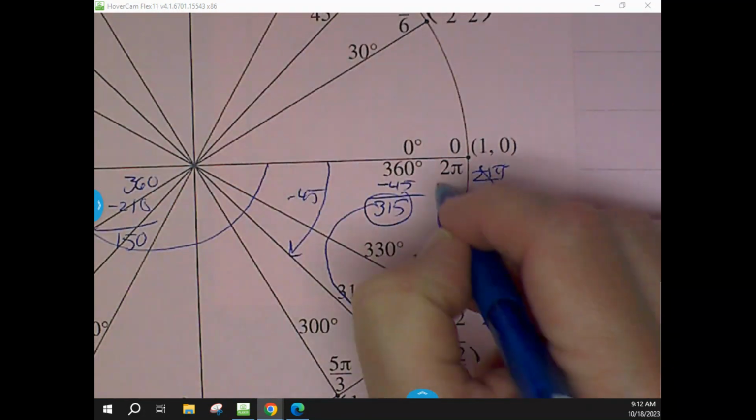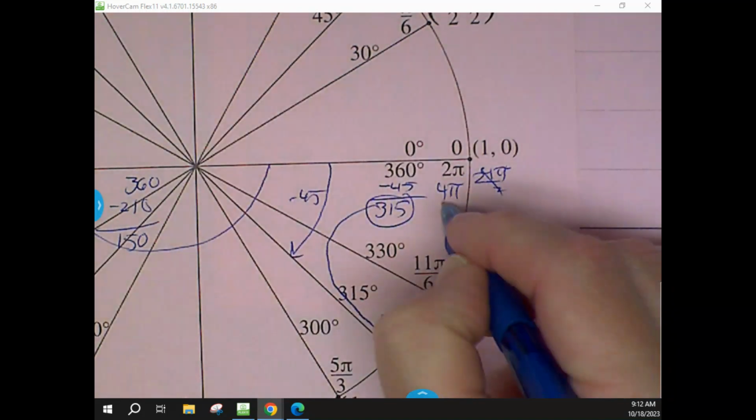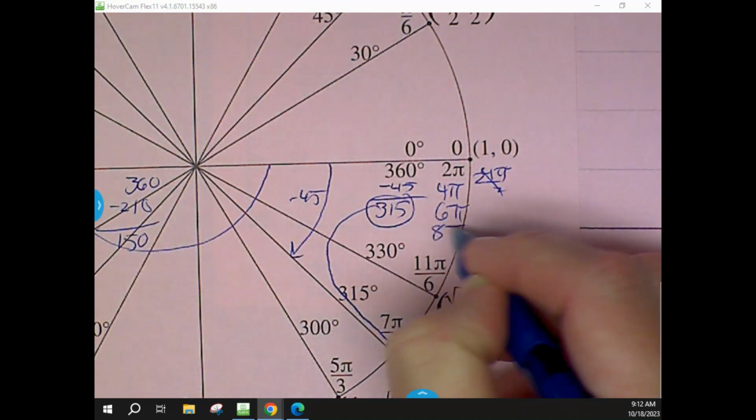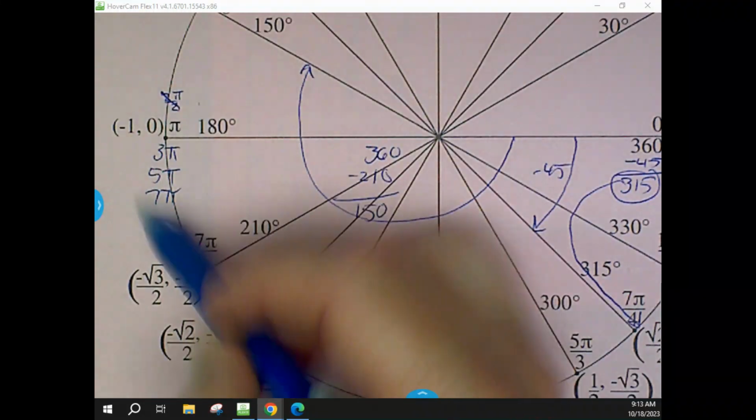Since this is 2 pi, if we went around again, it would be another 2 pi, that makes it 4 pi. If you go around again, it makes it 6 pi. So if you're doing whole numbers, every even pi is over here, and every odd pi would be over here.